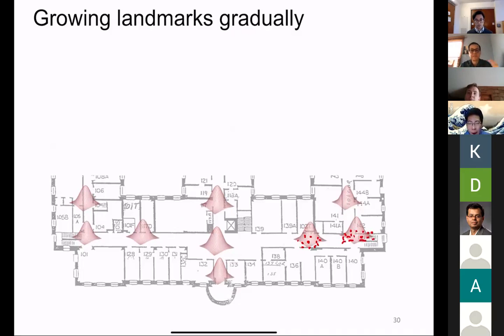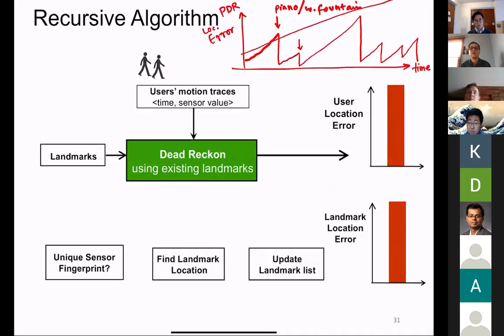And then once you have these different estimated points, you can treat them as a distribution. You compute the maximum likelihood position of the landmark location. You also treat the human's location. This is your PDR error. You assume different users have independent errors, and then you put the whole thing together.